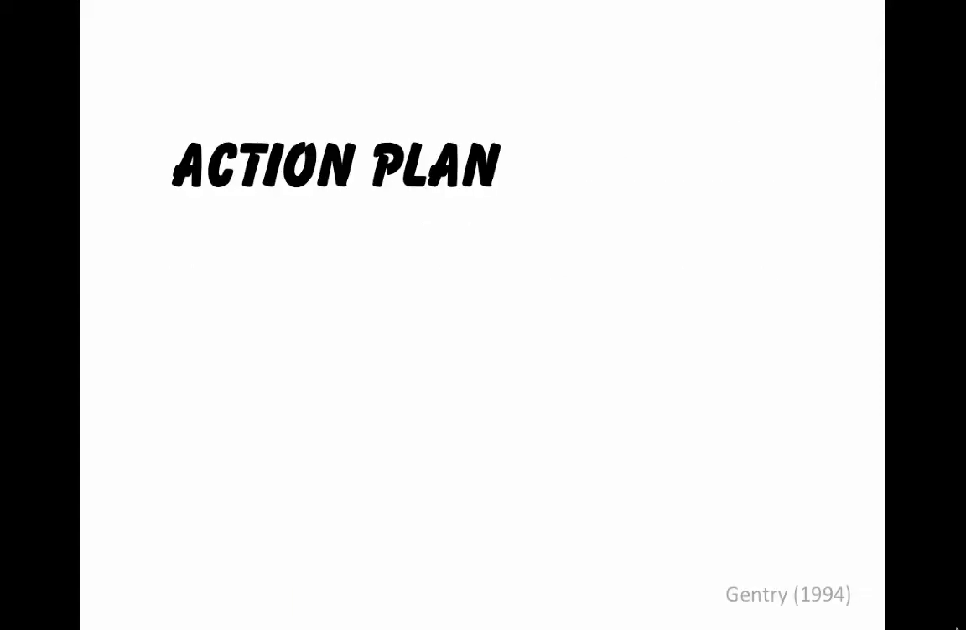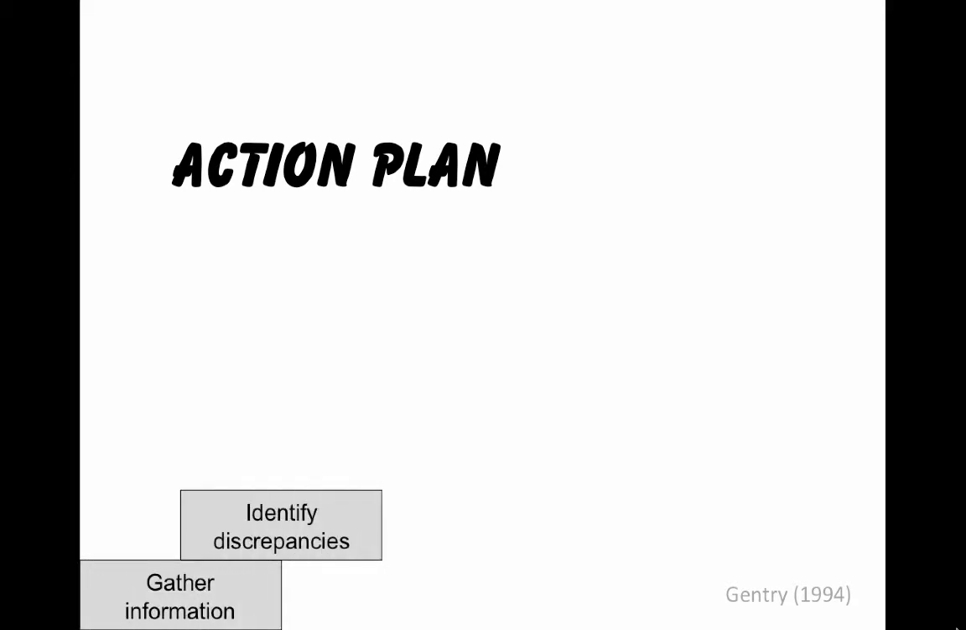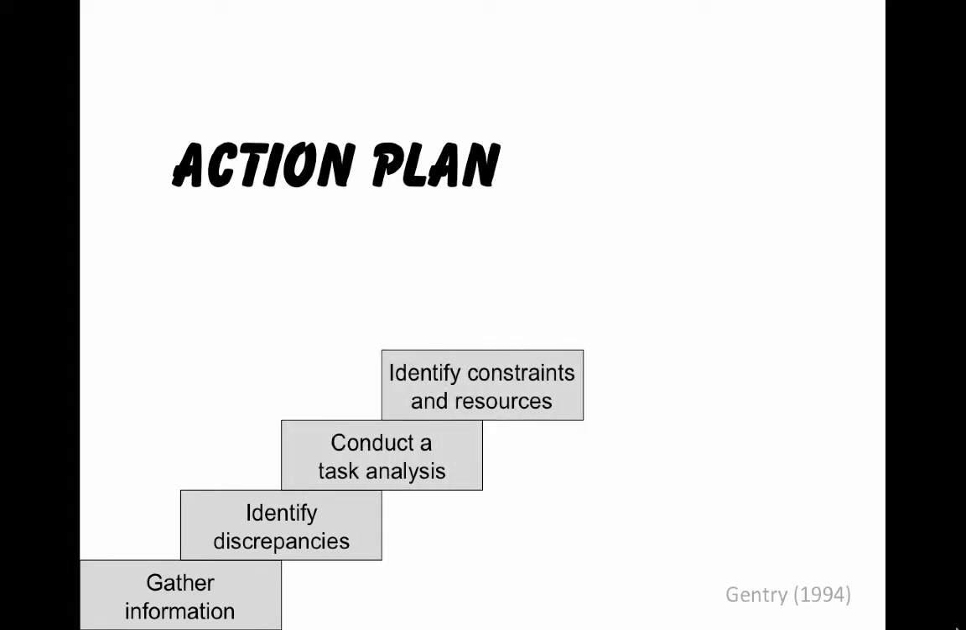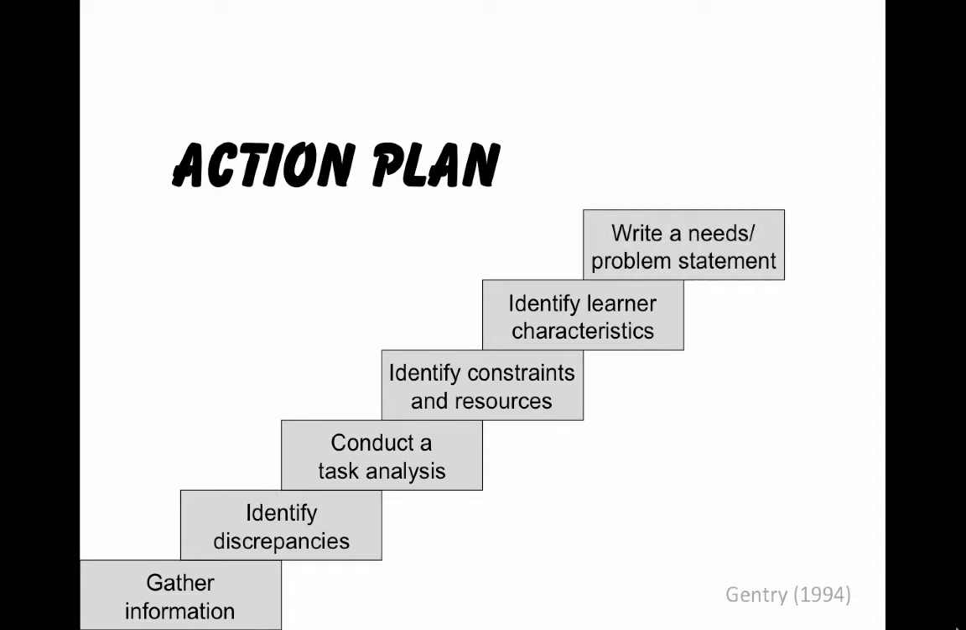So let's think of an action plan to produce a needs assessment. First, we gather information, then we identify discrepancies, then conduct a task analysis, identify constraints and resources, identify learner characteristics, write a needs or problem statement, and then identify goals. In this video, we'll talk about gather information, identify discrepancies, and write a needs or problem statement. In the next video, we'll talk about the other 4.